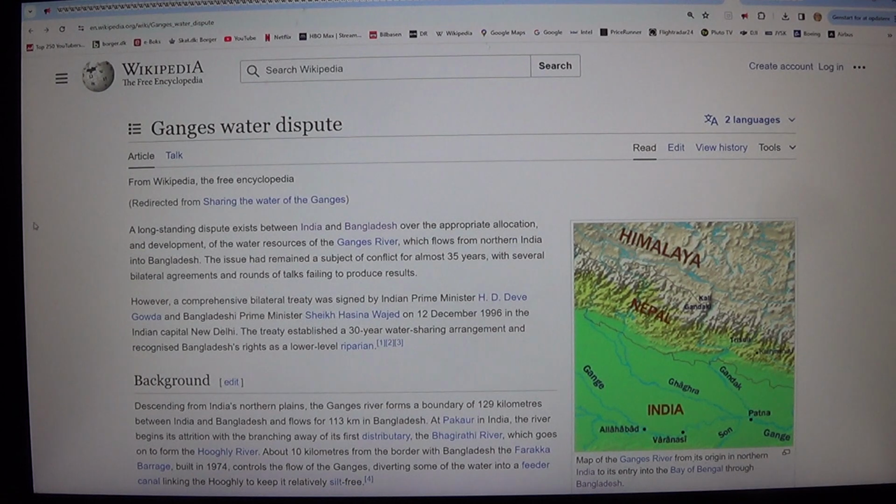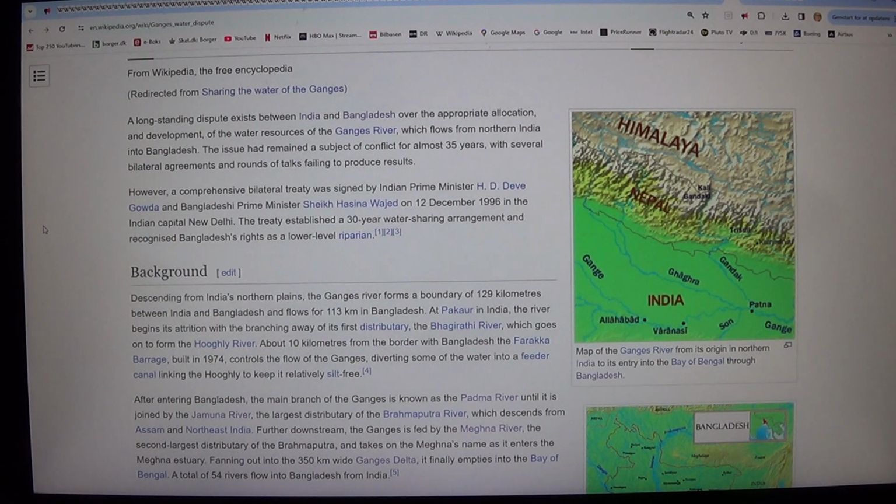Ganges water dispute. A long-standing dispute exists between India and Bangladesh over the appropriate allocation and development of the water resources of the Ganges River, which flows from northern India into Bangladesh. The issue had remained a subject of conflict for almost 35 years, with several bilateral agreements and rounds of talks failing to produce results. However, a comprehensive bilateral treaty was signed by Indian Prime Minister H.D. Deve Gowda and Bangladeshi Prime Minister Sheikh Hasina Wajid on the 12th of December, 1996 in the Indian capital New Delhi. The treaty established a 30-year water-sharing arrangement and recognized Bangladesh's rights as a lower-level riparian.